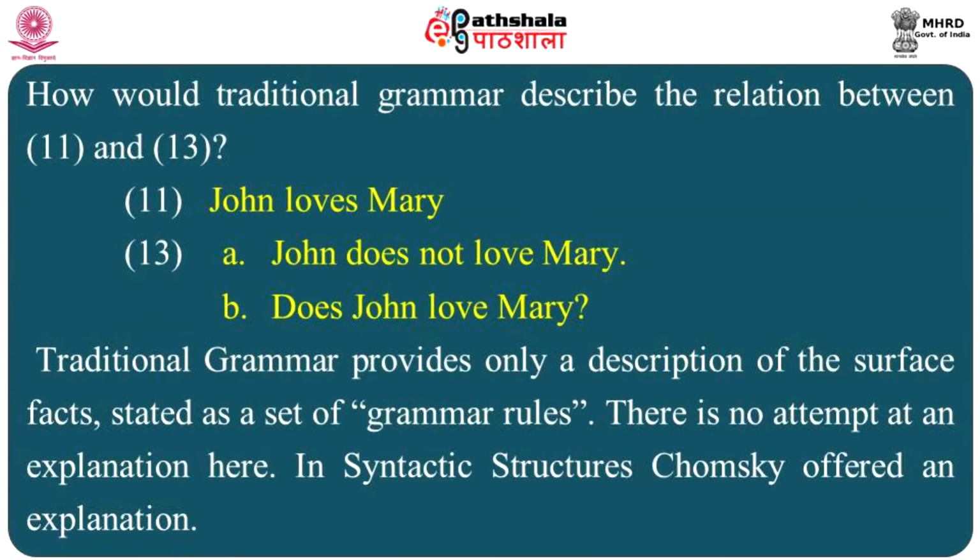How would traditional grammar describe the relation between the two sentences? That is, John loves Mary on the one hand, and the sentences John does not love Mary, and Does John love Mary? All that one could say was that morphology outputs a verbal form does, just like it outputs loves, and in negative sentences and yes-no questions in English, if there is no other auxiliary verb in the sentence, we must choose does, and we must also choose the bare form of the main verb because there cannot be two tense affixes in a sentence. But this is only a description of the surface facts stated as a set of grammar rules. There is no attempt here at an explanation. In Syntactic Structures, Chomsky offered an explanation.